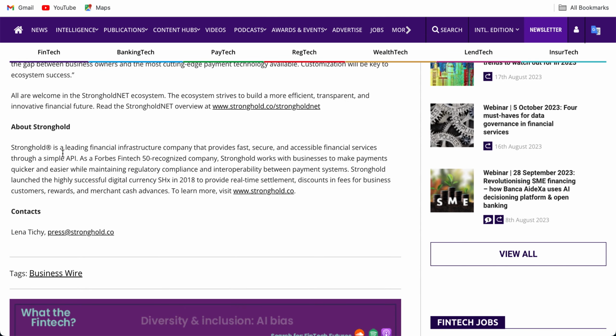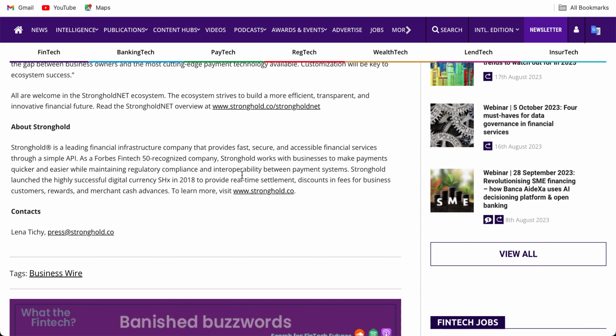About Stronghold: Stronghold is a leading financial infrastructure company that provides fast, secure, and accessible financial services through a simple API. As a Forbes FinTech 50 recognized company, Stronghold works with businesses to make payments quicker and easier while maintaining regulatory compliance and interoperability between payment systems.